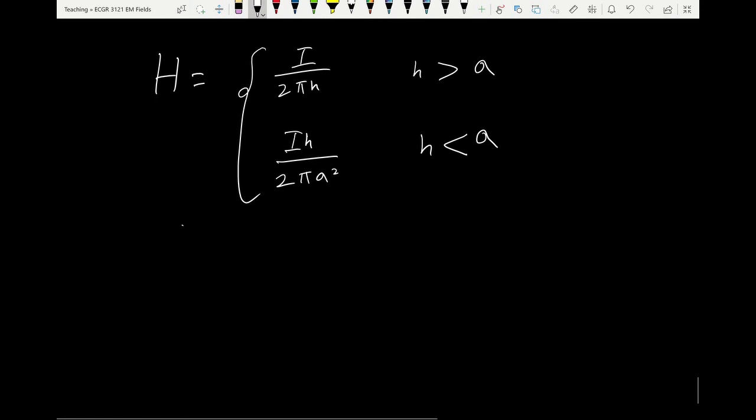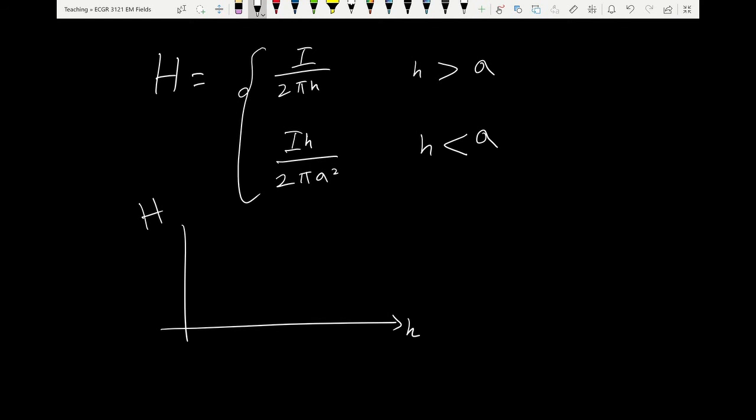If I plot the magnetic field magnitude with respect to height, until I reach the radius of the wire, h less than a, when small h is 0, I get 0, right? And this is a linear function, right? This linearly increases. I is constant, a is constant. So this linearly increases until h reaches a. The value it hits when h is equal to a is I over 2 pi a, right?